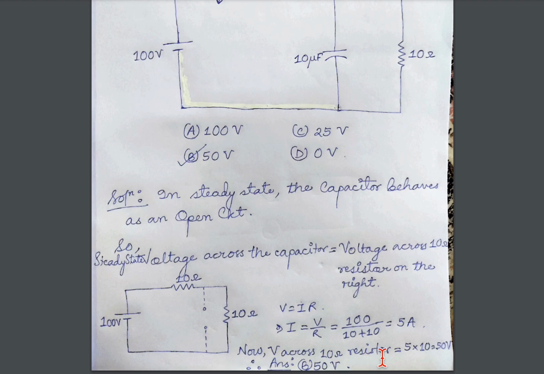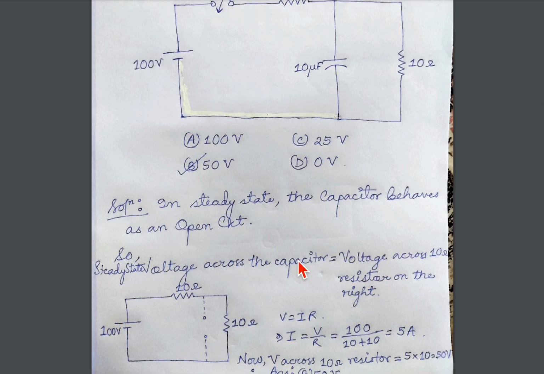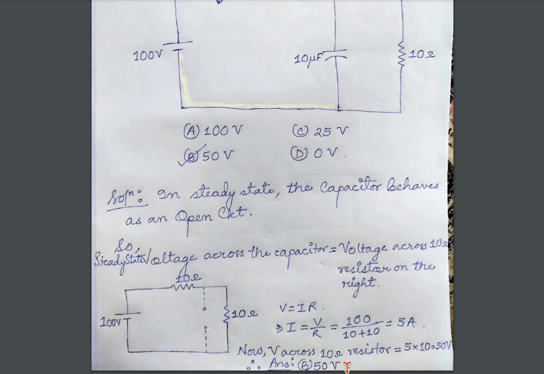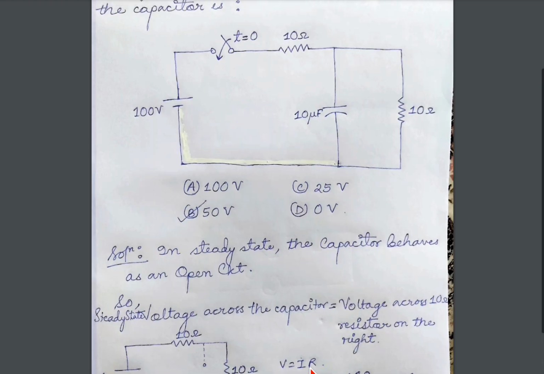So the voltage across the 10 ohm resistor, V is equal to IR. I is 5 ampere and R is 10 ohm, which is equal to 50 volt. And as we have seen in this equation, the voltage across the 10 ohm resistor on the right is equal to the steady state voltage across the capacitor, which was the requisite voltage. This is what we needed in the question. So this 50 volt will be equal to the steady state voltage across the capacitor. So the answer is 50 volt, which is option B. Hence we have our answer.